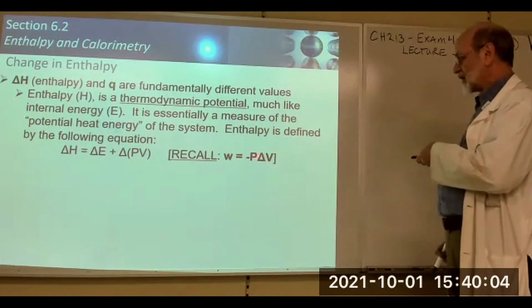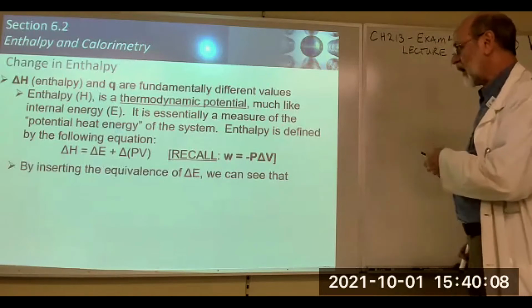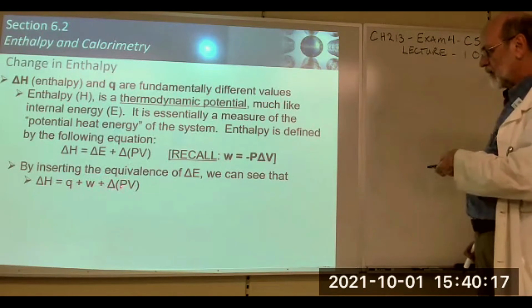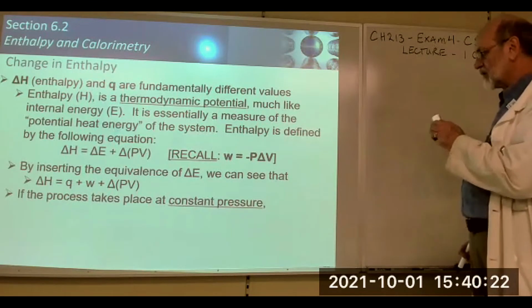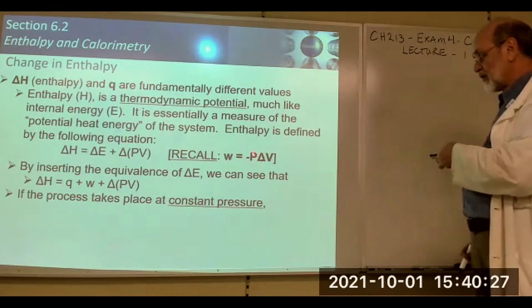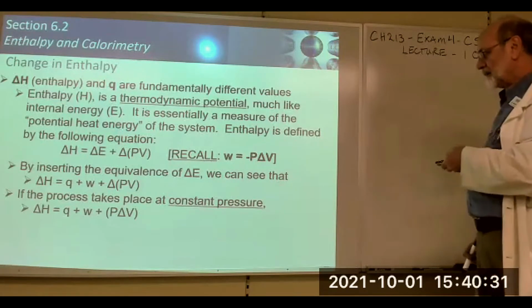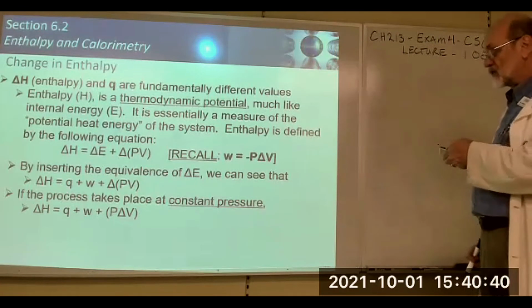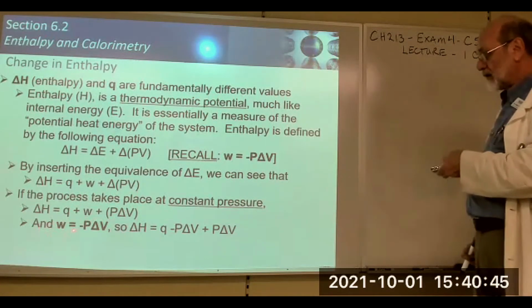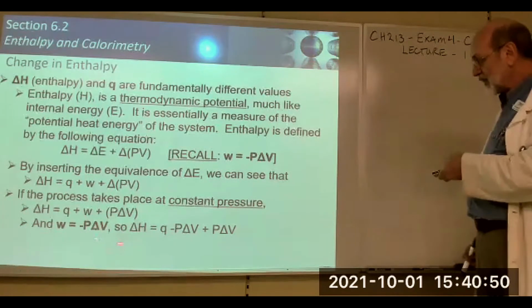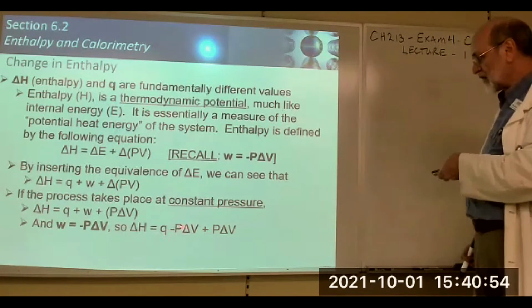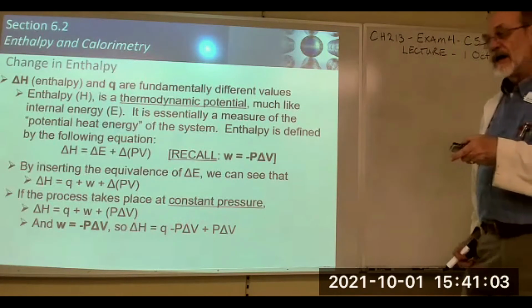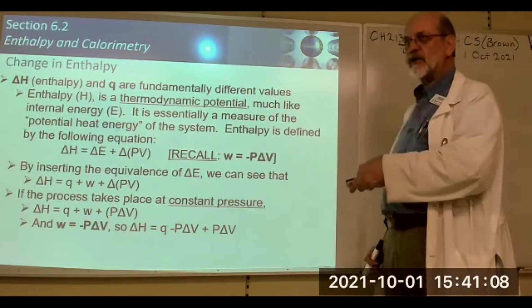But W is equal to minus P delta V. So if we solve, delta E is equal to Q plus W plus this one. And then what we want to do is say if the process is at constant pressure, then this is valid because that pressure is not changing, only the volume is changing. We take the delta and put it inside, and bring the P out as a constant, since it doesn't change. Then if we say W equals negative P delta V from here, we put that into the equation right here: Q minus P delta V plus P delta V. Then these two terms cancel. And under those conditions, yes, that's why delta H, enthalpy, equals Q at constant pressure.